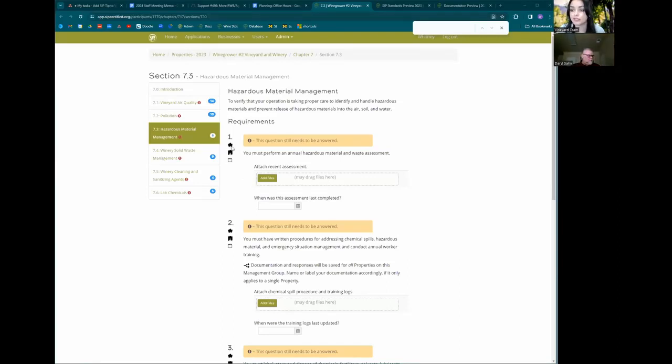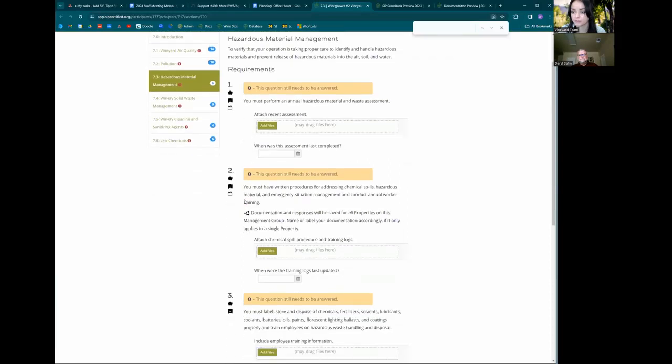This leaf here means that this question pertains to vineyards. The tank means it pertains to wineries. And when you see them both, it means that both types of properties must answer the question. When you see a little calendar icon, that means that it is a time-specific answer. So you do have to input a time here each time you answer the question.